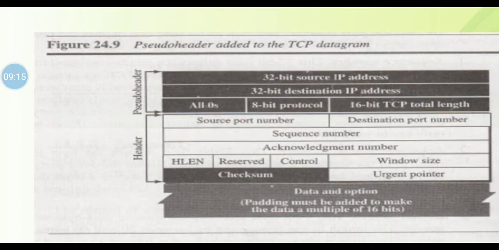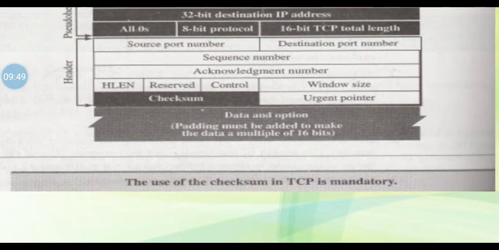Then next is options. This can be up to 40 bytes of optional information in the TCP header. Next, we'll discuss encapsulation. The TCP segment encapsulates the data that has been received from the application layer. The TCP segment is encapsulated in an IP datagram, which in turn is encapsulated in a frame at the data link layer.